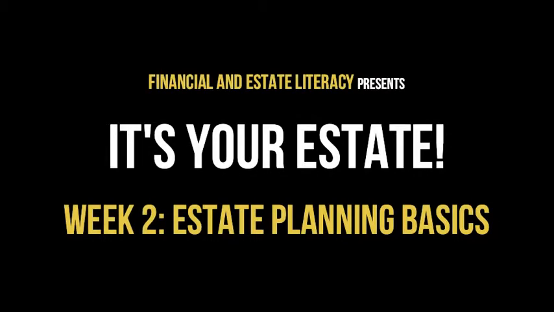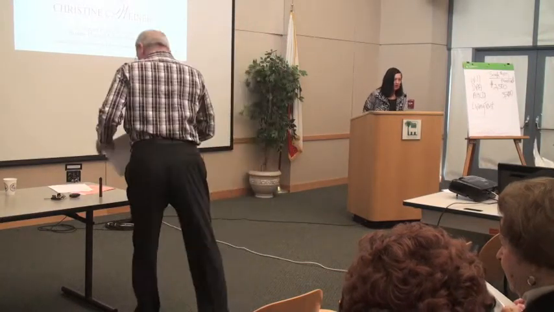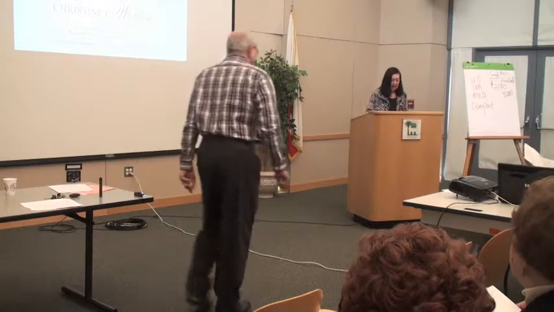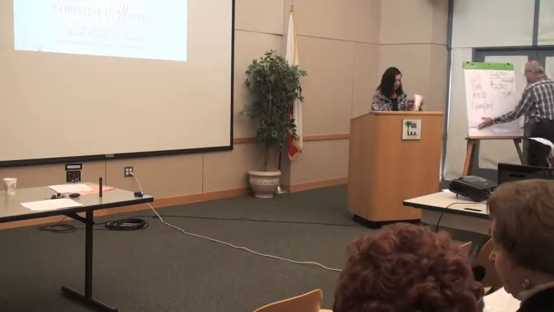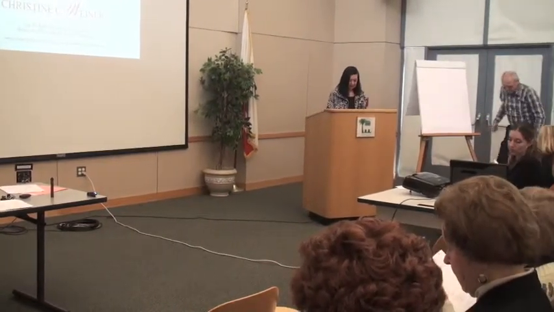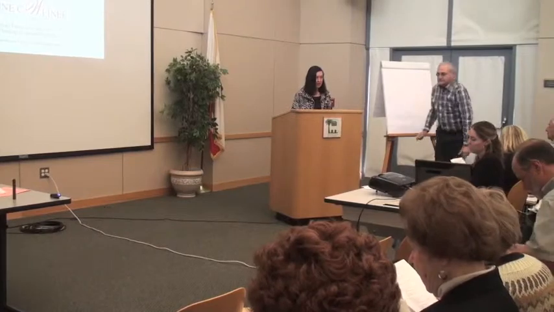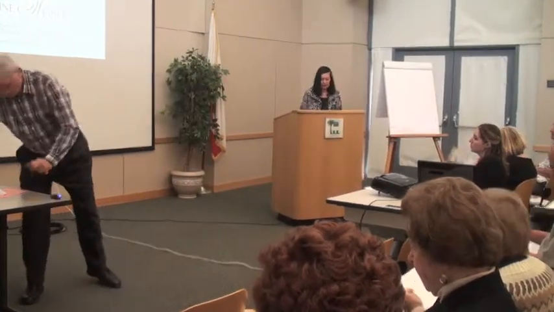Okay, so what we're going to do today is basic estate planning. We're going to do basic estate planning, and you have the outline. I'm going to cover about 5 topics here, actually 6. I'll go through the main categories that we're going to do.